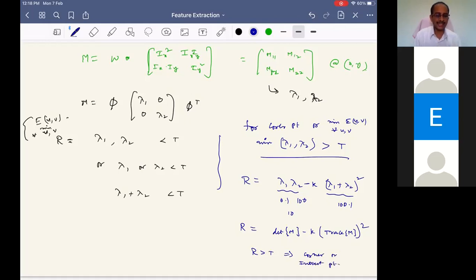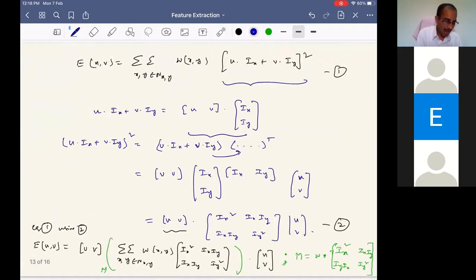This is how Harris has proposed an elegant approach for finding corner points, avoiding all the operations of finding the eigenvalues and capturing all u comma v, irrespective of the discrete dimensions, like Moravec has done by explicit calculation.